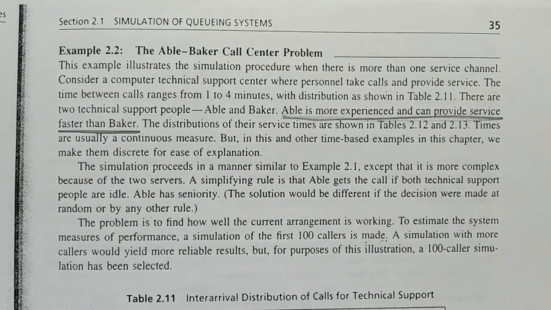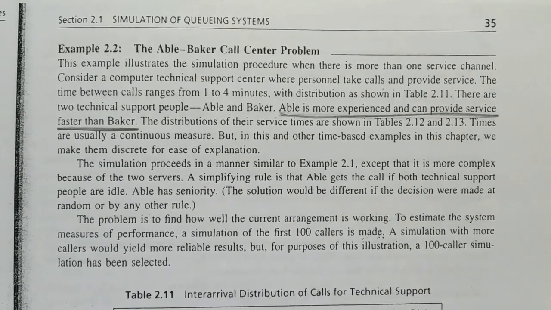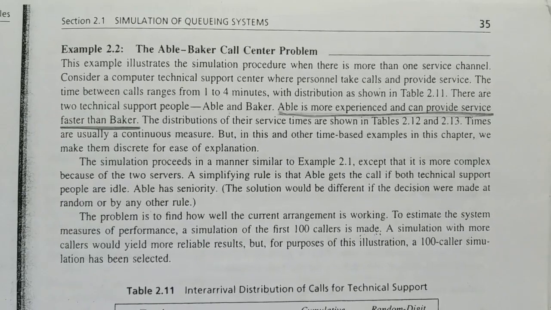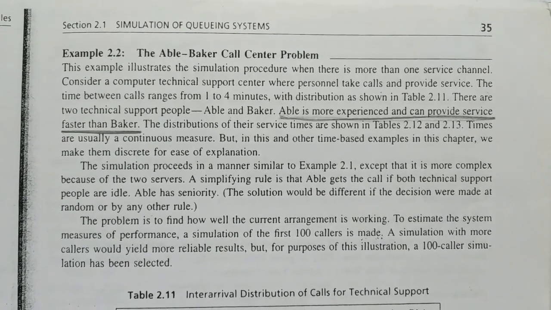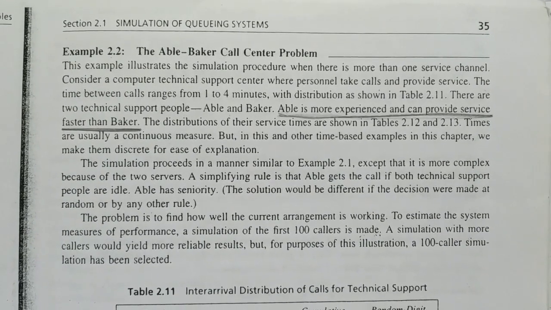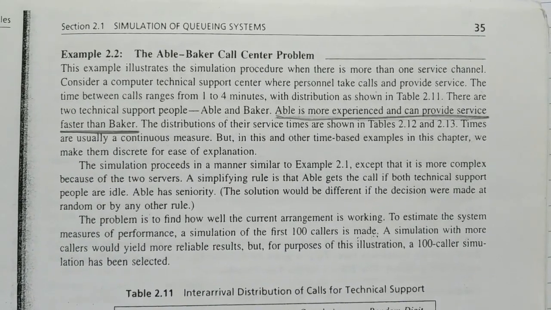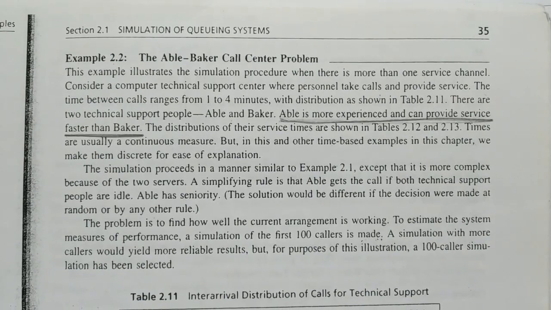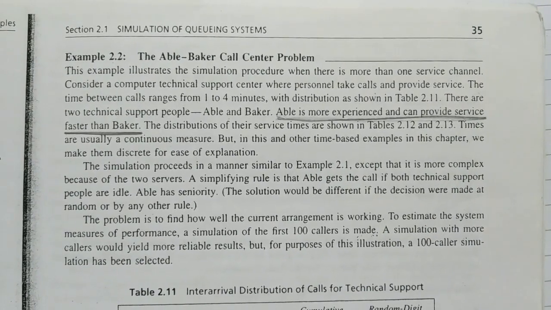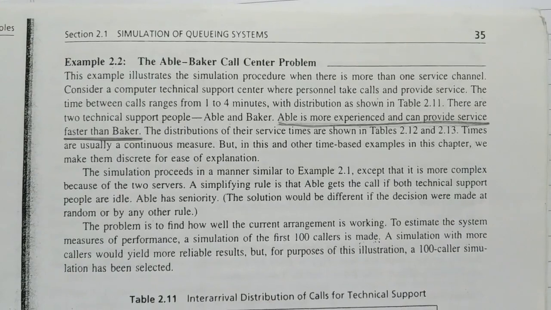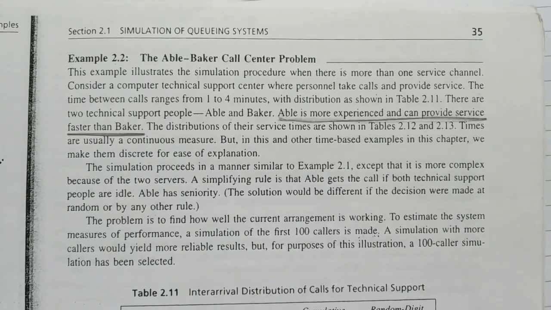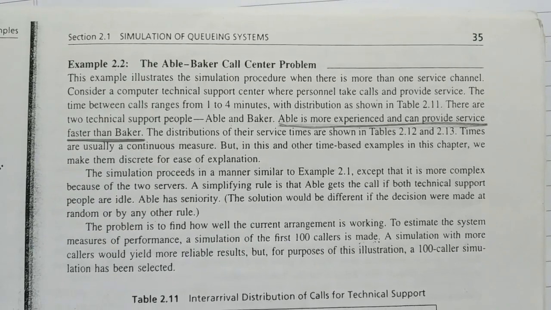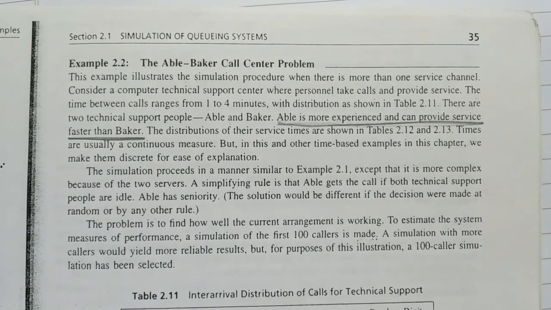Consider a computer technical support center where personnel take calls and provide service. The time between calls ranges from 1 to 4 minutes with distribution as shown in the table. There are two technical support people, Abel and Baker. Abel is more experienced and can provide service faster than Baker. The distributions of their service times are shown in the table.